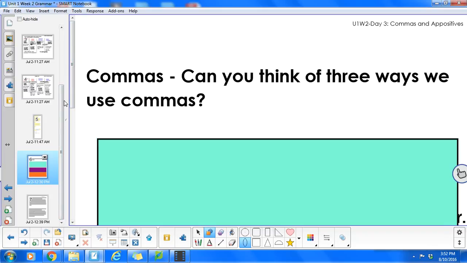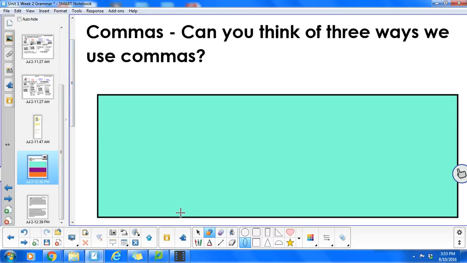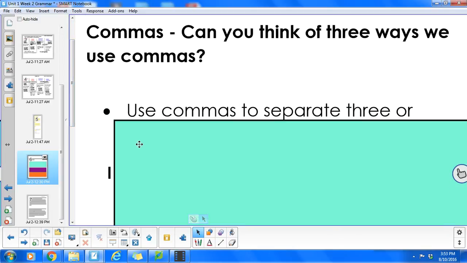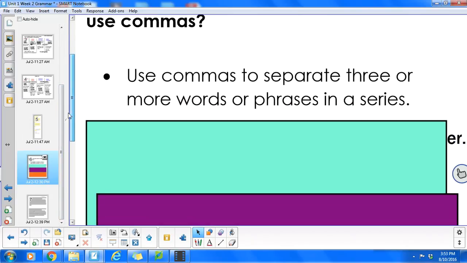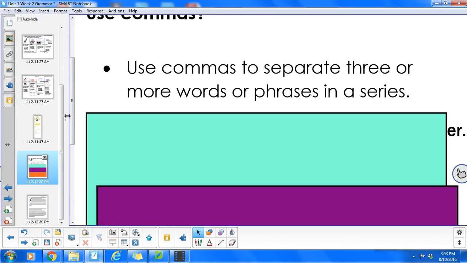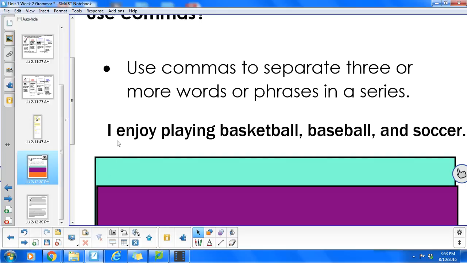This week, we also get to talk about commas, and we talked about them a little bit earlier in the video. Do you remember when I listed 3 things? Well, let's talk about ways we can use commas. We use it to separate 3 things, like we did earlier in the video. We had Kristen, Josh, and Greg that were going for a walk, so we put commas in between them. Here's an example. I enjoy playing basketball, comma, baseball, comma, and soccer.